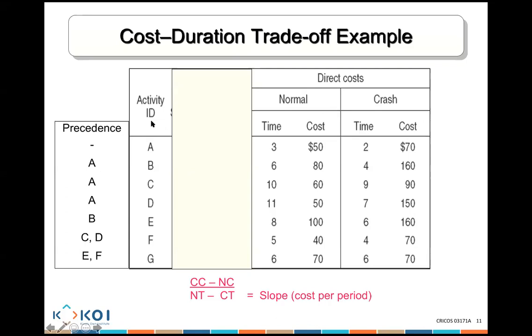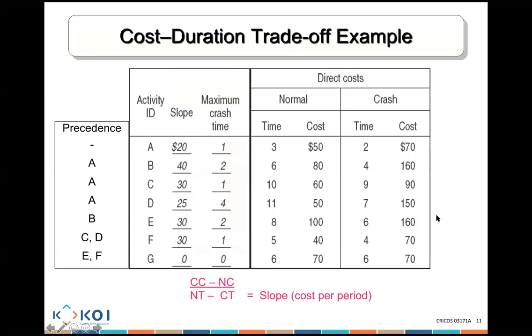All right, you can see all the answers. So guys, these are the answers. Have a look at them. So maximum I can crash a maximum of 1 day. Why? Because 3 minus 2 equals 1 day. How much is it going to cost me? You use the formula, it's $20.